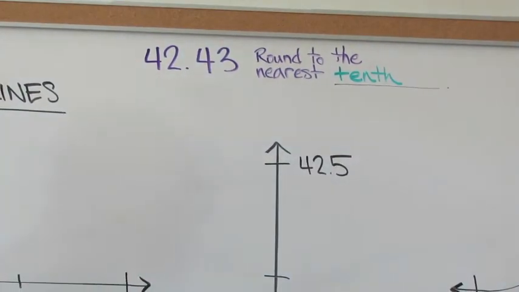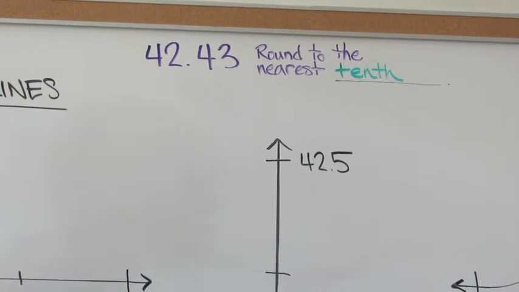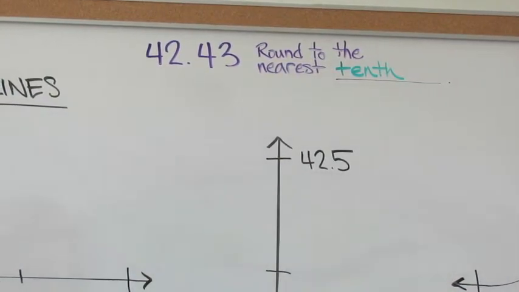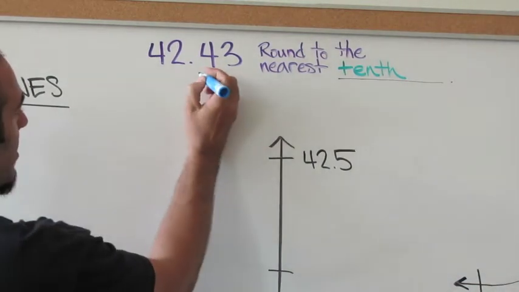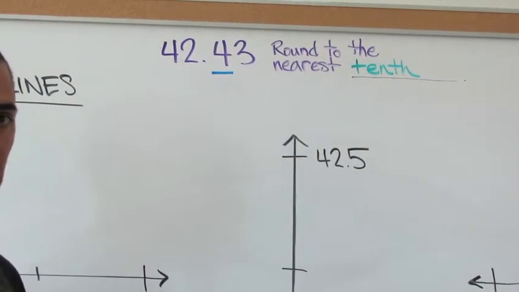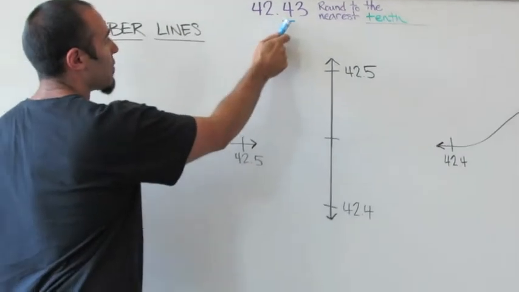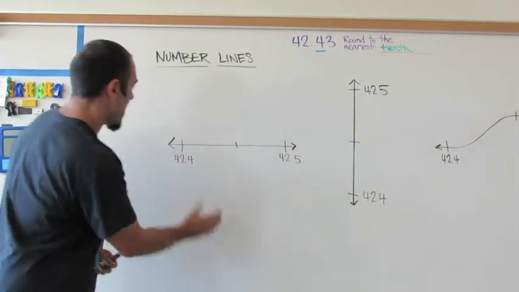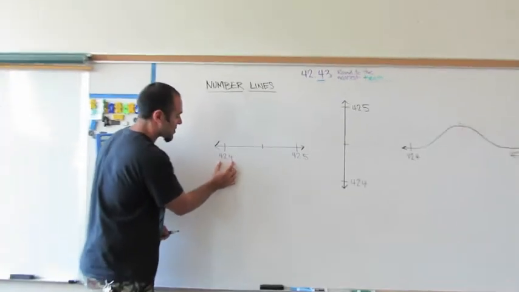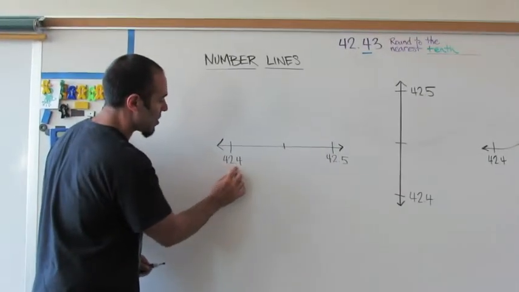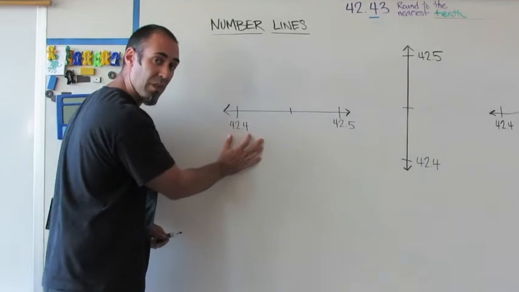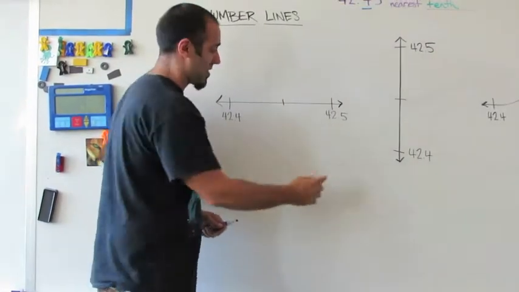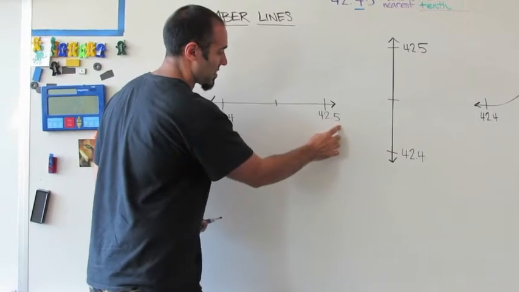So first thing we need to do is identify what place value the tenths is. And that would be the 4, just to the right of the decimal point. So 42 and 43 hundredths, with 4 being in the tenths place, that first part of the number is going to go right here, 42 and 4 tenths, at the beginning of the number line. On the other side of the number line is going to be the next highest tenth, 42 and 5 tenths.